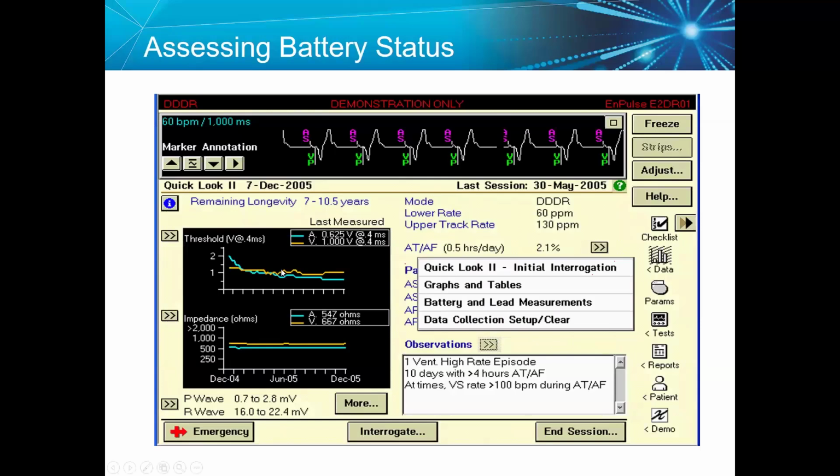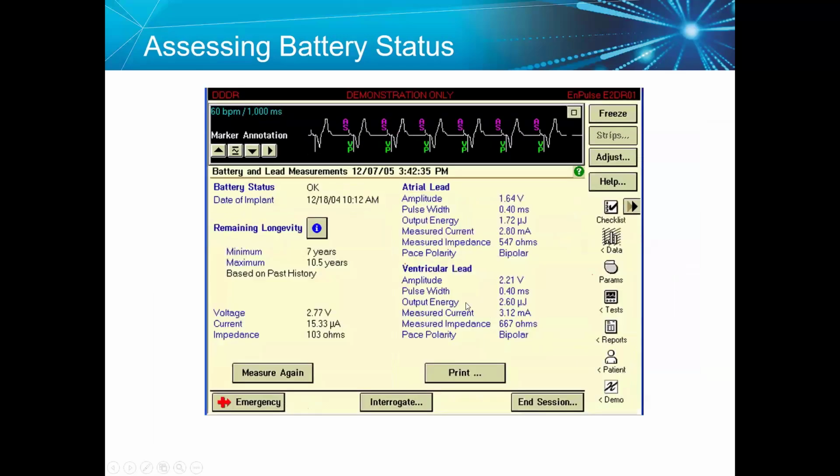Okay, here also in Medtronic, the remaining longevity is 7 to 10.5 years. Here we go to Data, then Battery and Lead Measurement, and press. It gives you a lot of information. The battery voltage here is 2.77 volts, the current and impedance, and minimum 7 years and maximum 10.5 years. Also, it gives you data around the atrial lead and ventricular lead, amplitude, pulse width, and also impedance.